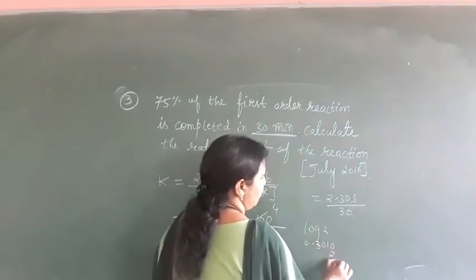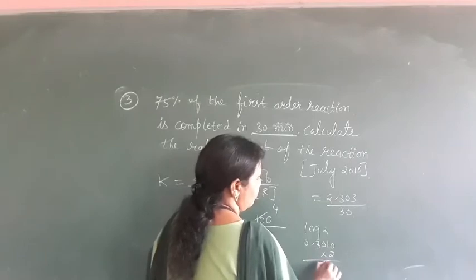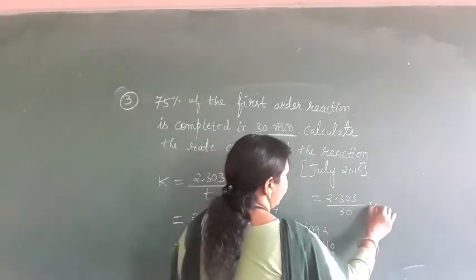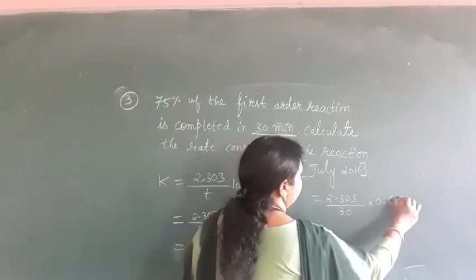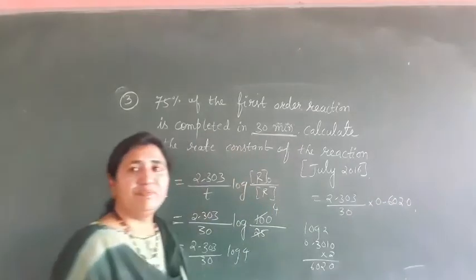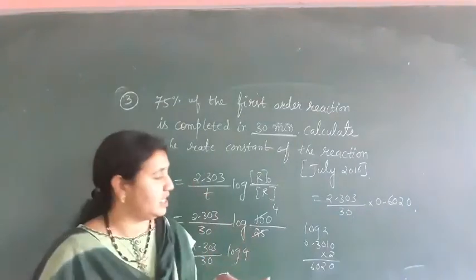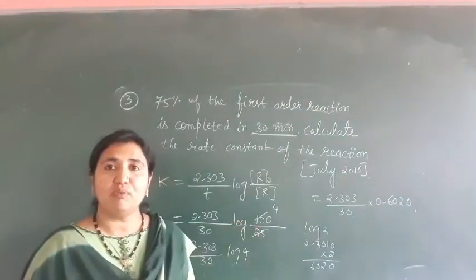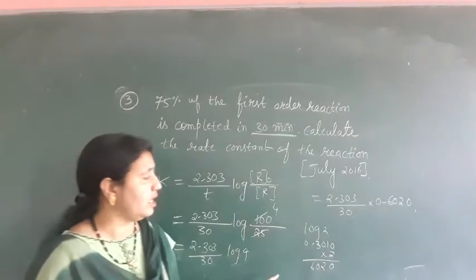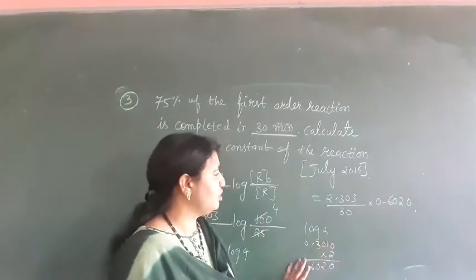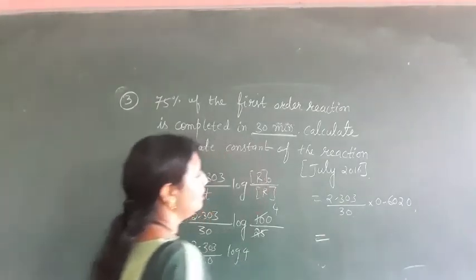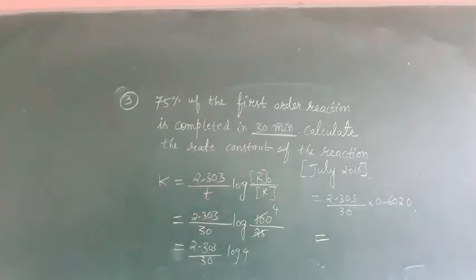Log 2 is 0.3010. Just multiply with 2 here: 2 zeros are 0, 2 ones are 2, 2 threes are 6. So the log 4 value we will get is 0.6020. Log 2 value, keep in mind always: 0.3010. Log 4 means double of log 2, so it is 0.6020. Now just solve it, then we will get the answer.